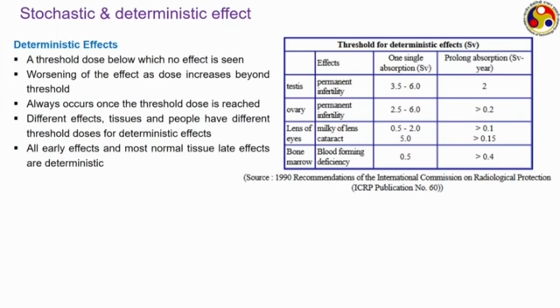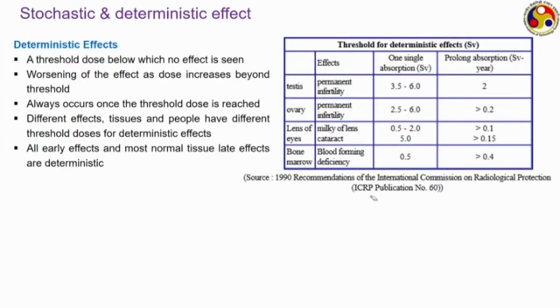The lens of the eye, that is also very, very sensitive to this. When it is subjected to a radiation dose of something like 0.5 to 2 Sv only, it can result in a milkiness of the lens, whereas cataract formation may appear with a dose of 5 Sv or greater, or 0.15 Sv per year for prolonged radiation dose. And bone marrow probably is the most sensitive kind of tissue or part of the body related to radiation effects. With a relatively smaller radiation dose of only 0.5 Sv, it can lead to blood forming deficiency. Also, these data are a bit old, but still very much valid. These are recommendations given by the well known ICRP, that is International Commission on Radiological Protection, who generally sets the standards for any kind of radiation based guidelines.